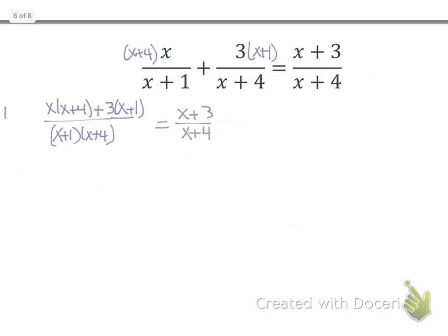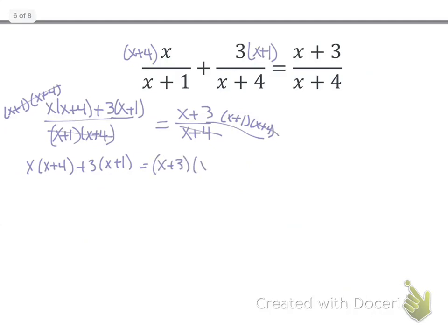Let's get rid of that fraction by multiplying by x plus 1, x plus 4. What you do to one side, you have to do to both sides. So these cancel. I have x times x plus 4 plus 3 times x plus 1. Same thing on top, I can cancel them. So my x plus 4s get canceled, but I still have x plus 3 and x plus 1. So we got to distribute on the left side, FOIL on the right side.